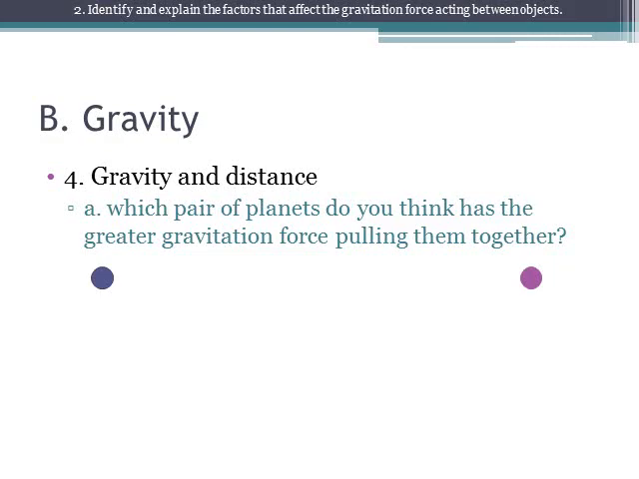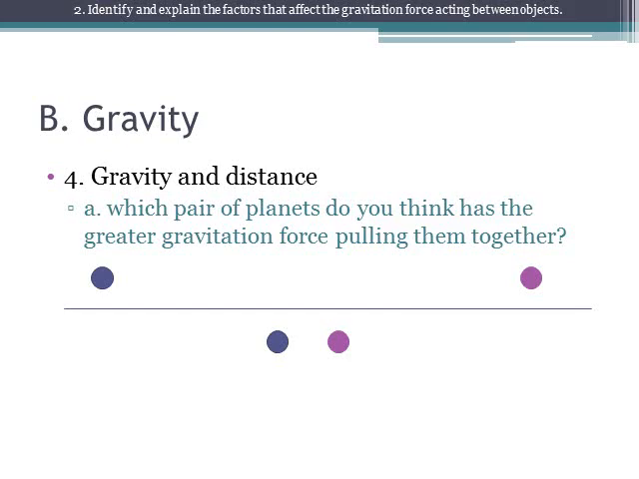Okay, in our first pair we have two relatively small planets, and you can see how far apart they are. And then the second pair, we have two equally sized planets as we did in the first pair. So we'd say that they're the same mass as these two up here. But notice they are much closer together now. So again, pause the video and ask yourself, which pair do you think will have the greater gravitational force pulling them together?